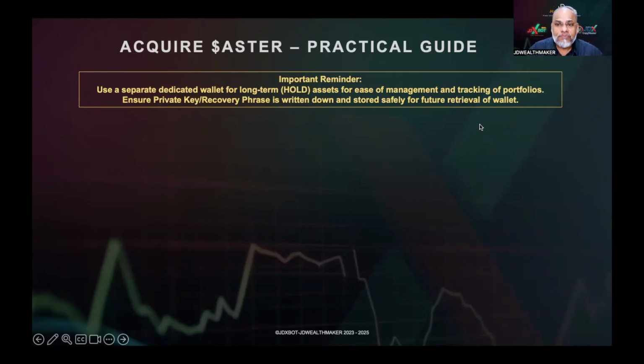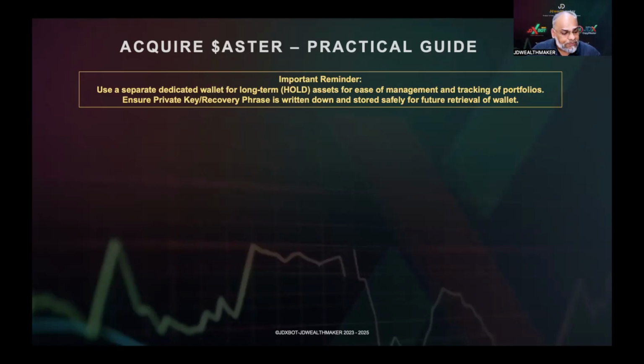Now, an important reminder. Use a separate dedicated wallet for the long term if you want to HODL, or hold the asset, for ease of management and tracking of your portfolio. Ensure your private key or recovery phrase is written down and stored safely for future retrieval of the wallet, in case your phone is missing or whatever, so you can retrieve your asset. Please do not disclose this private key or recovery phrase to anyone, because anyone who has it can have access to your wallet.